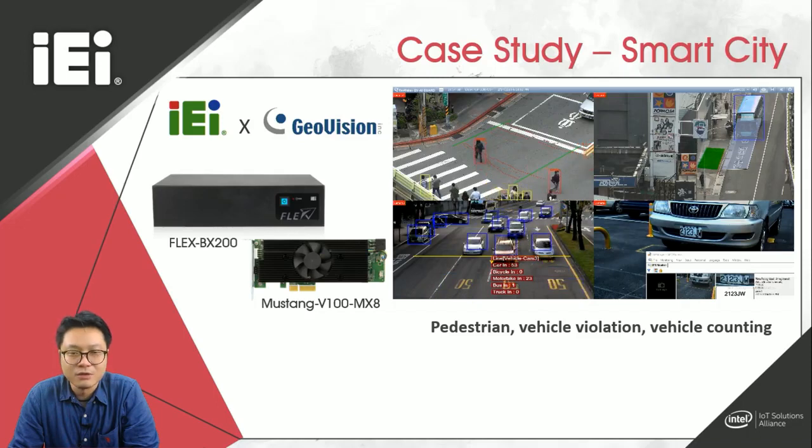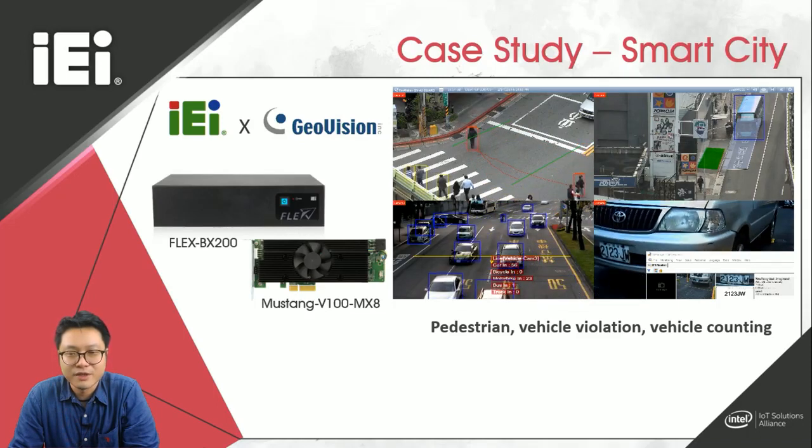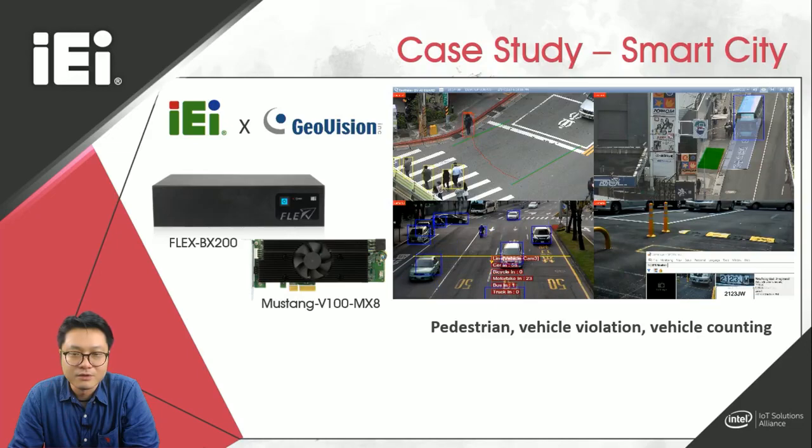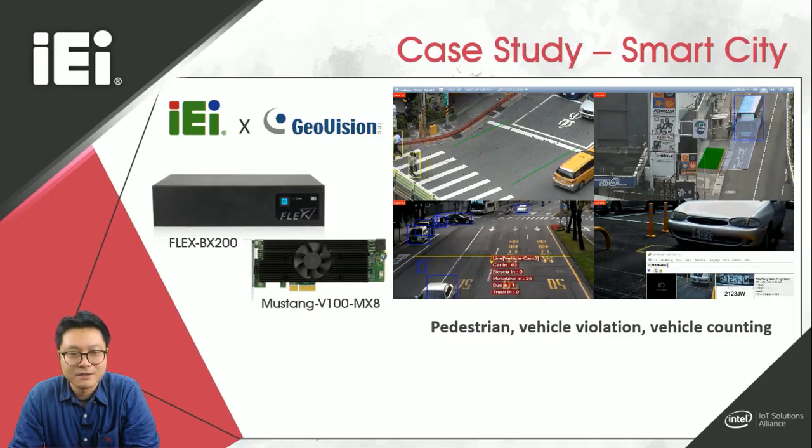It can be sent along to the local law enforcement if there is too much traffic. And the right bottom corner is doing license plate recognition for the parking lot.